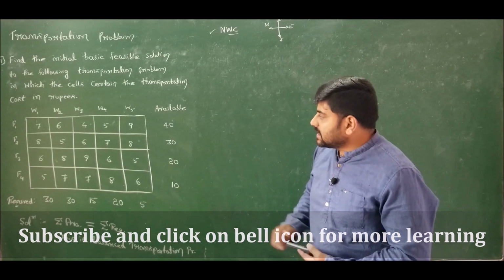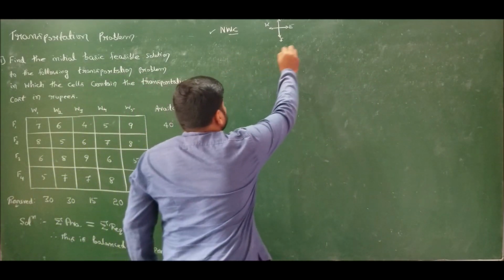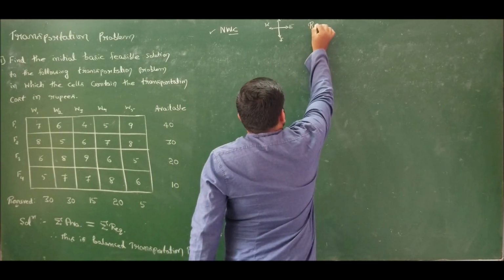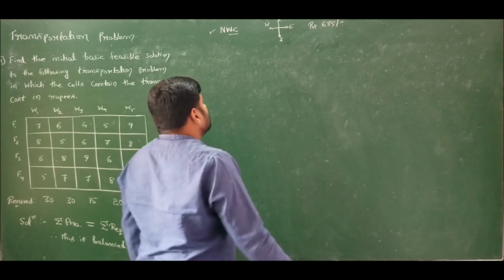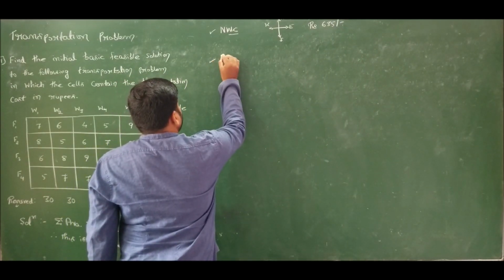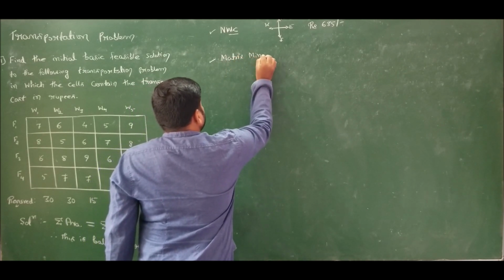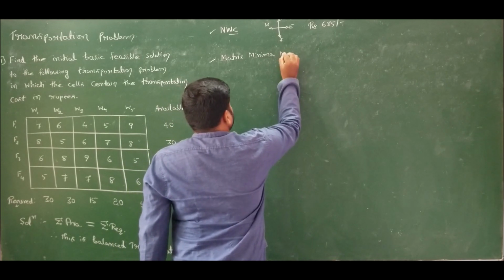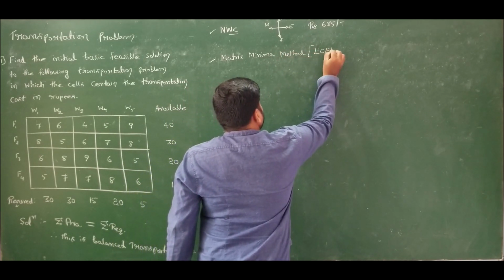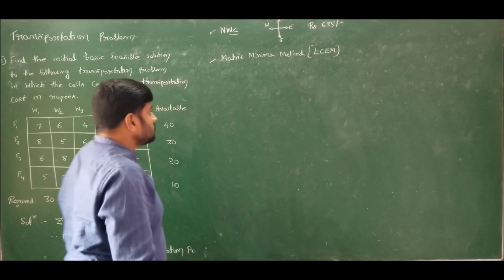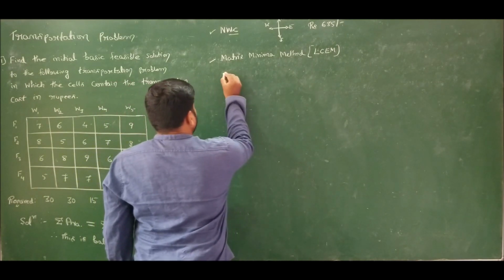Now moving ahead, let us solve the same problem by using matrix minima method. In northwest corner rule, we got the total cost as rupees 635. Now let us solve the same problem by using matrix minima method, or least cost entry method. For matrix minima method, let us rewrite the given problem once again.